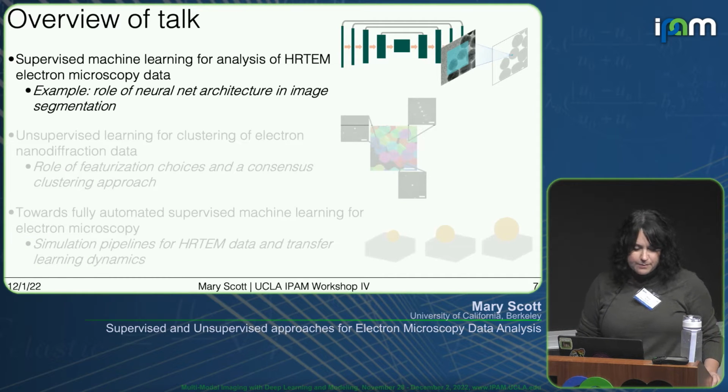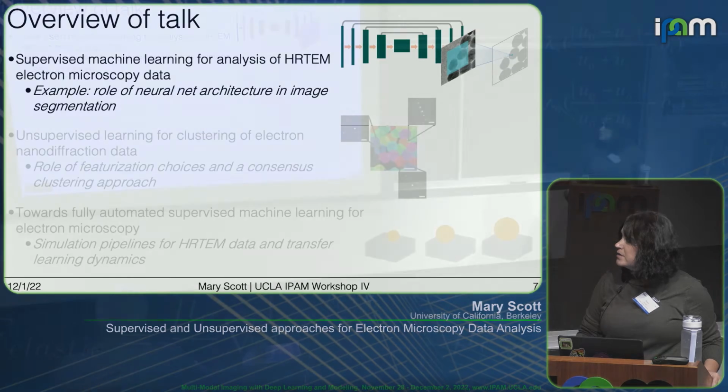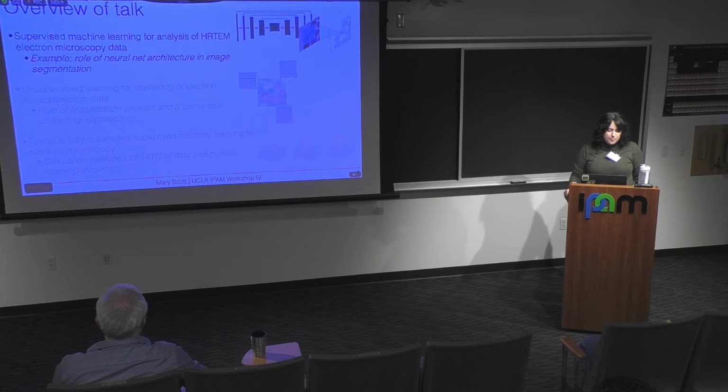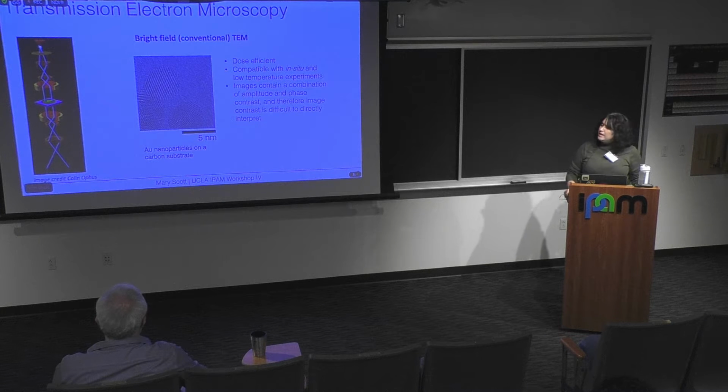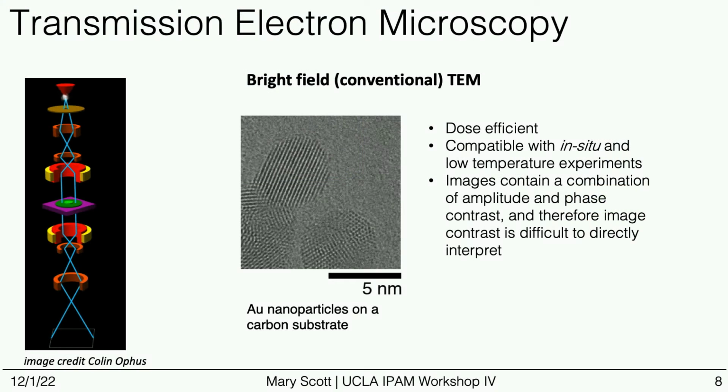Okay, so I'm going to dive in first to kind of a little vignette of using and optimizing machine learning protocols for analysis of high-resolution transmission electron microscopy, or HRTEM data. And what we're going to be looking at is actually the role of neural net architecture in image segmentation. So again, here is our imaging mode for this topic. We are in what I will call bright field conventional TEM mode. So this is an advantageous imaging mode for a variety of reasons. It is very dose efficient. You are collecting almost every electron that hits your sample. It is compatible with in situ or low temperature experiments where you might expect drift and things to be changing rapidly. It's a full frame imaging mode.